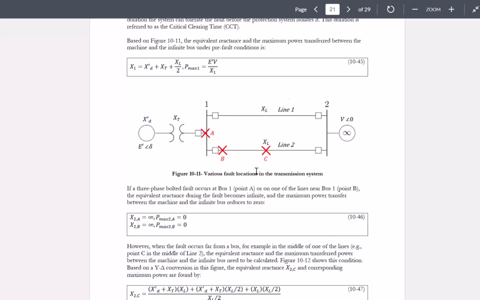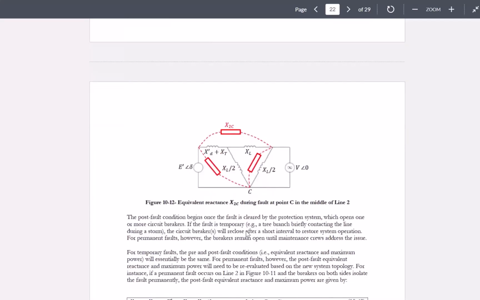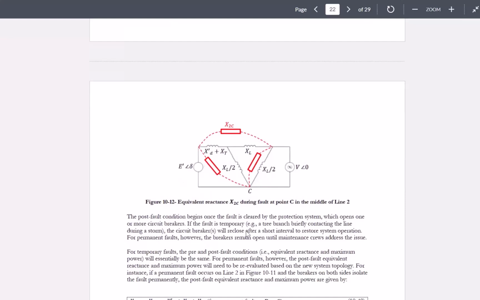But if the fault happens at point C, which is the middle point in one of the lines, in line 2 for example, can you say the same thing, that there would be no power reaching the infinite bus anymore? Can you say that? No, you really need to investigate that, because there would be a path of power through line 1, right? In order to investigate that, the best way is to construct a single line diagram of the system.